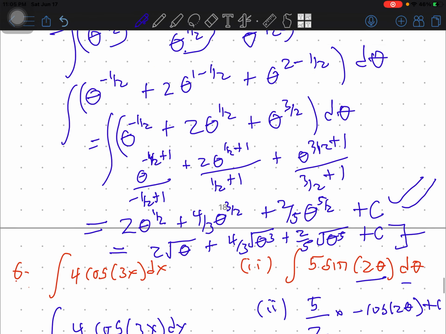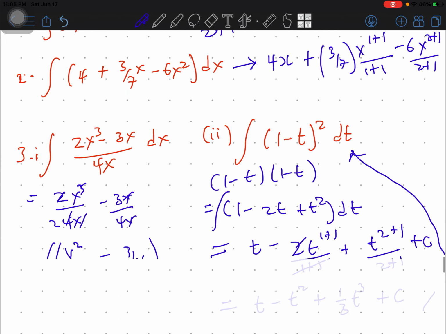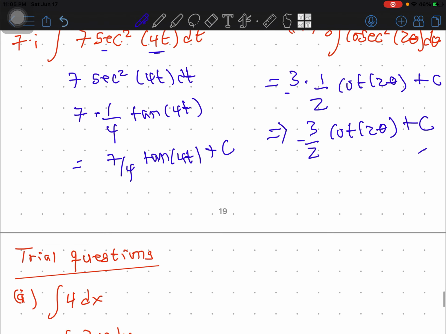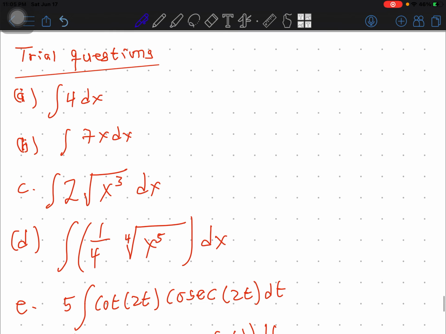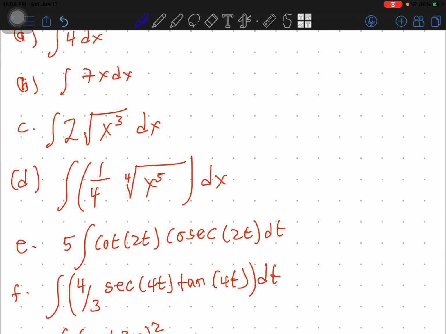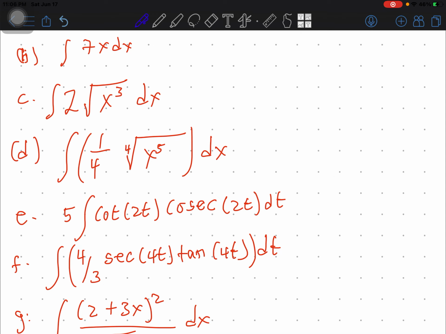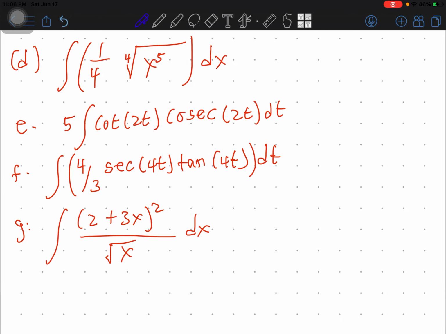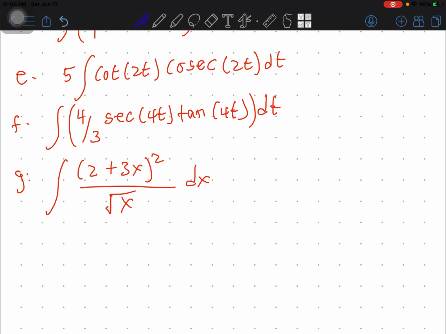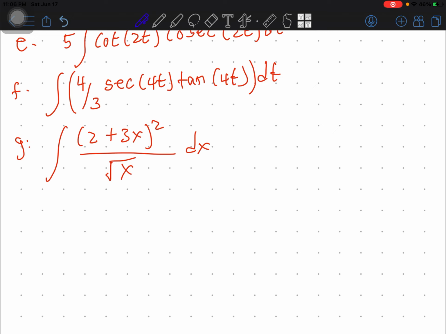So this is the solution for these simple questions. And then I'll leave these trial questions for you to try. Try your hands on it. The first one is integral of 4 dx. The next one integral of 7x dx. The integral of 2 square root of x power 3 dx. The d is integral of 1 over 4 multiplied by the 4th root of x power 5 dx. And then the e is 5 integral of cot 2t cosec 2t dt. And then the f is 4 over 3 sec 4t tan 4t dt. And the last one, the g, it's 2 plus 3x all squared over square root of x dx.